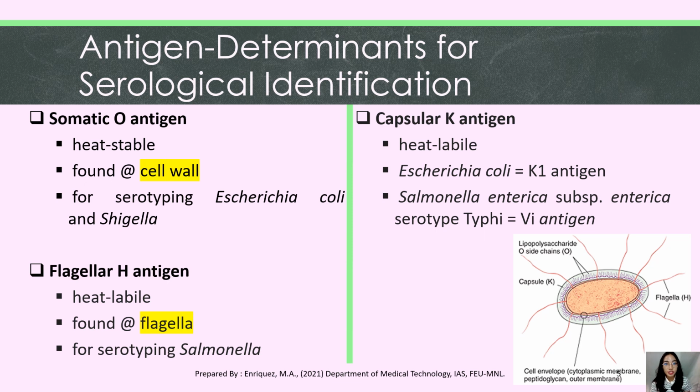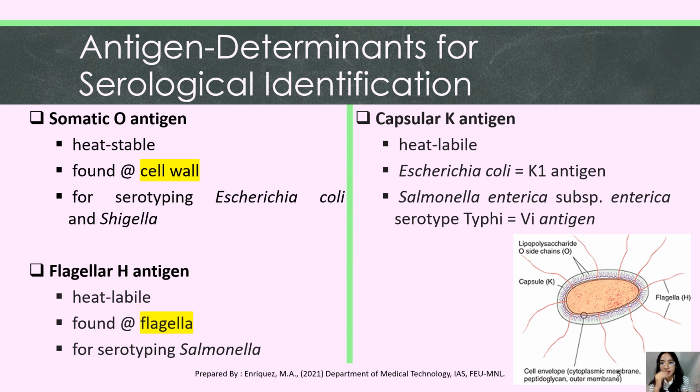Next is the flagellar H antigen. So as I've already mentioned, this one is heat labile. It can be found on the flagella of the bacterial cell, as the name implies. So the H antigen is used for the serotyping of Salmonella. And then the third one is the K antigen, or the capsular antigen. So this is also heat labile.